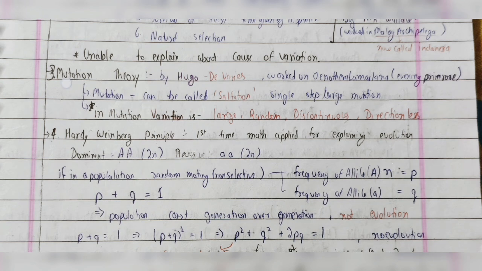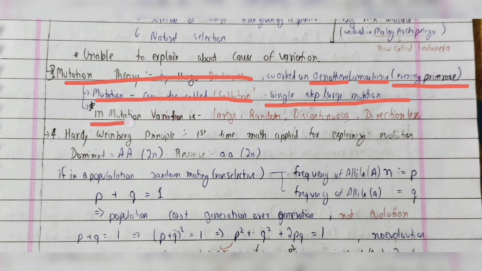Next in line came the mutation theory by Hugo de Vries. He worked on Oenothera lamarckiana, which is also known as evening primrose. According to mutation theory, mutation can be called saltation, meaning a single-step large mutation. In mutation, variation is large, random, discontinuous and directionless. It was the exact opposite of Darwinism.